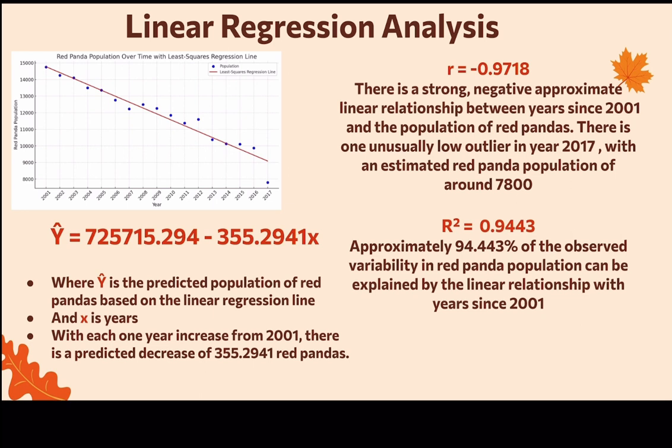The r value is negative 0.9718. This tells us that there is a strong negative approximate linear relationship between years since 2001 and the population of red pandas. There is one unusually low outlier in the year 2017, which has an estimated red panda population of around 7,800. The r-squared value is 0.9443. This means that approximately 94.443% of the observed variability in the red panda population can be explained by the linear relationship with years since 2001.